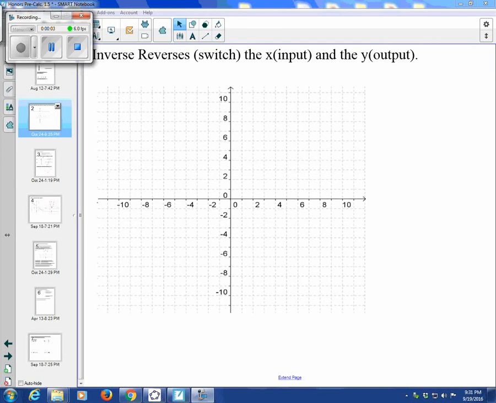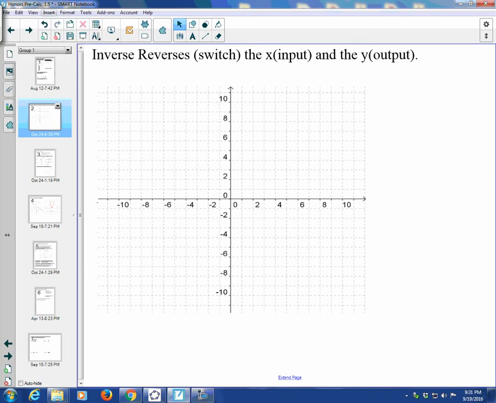Alright guys, so this is our first video on inverses, and in this video we are going to talk about inverses graph. In general, we're going to say an inverse reverses or switches the x, or the input, and the y, or the output. So if we're looking at a point defined by an ordered pair, let's say the point (2, 6), the inverse of this point is going to be the ordered pair that switches the x and y values. So that's going to be the ordered pair (6, 2).